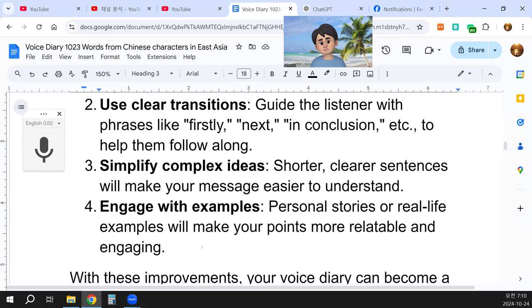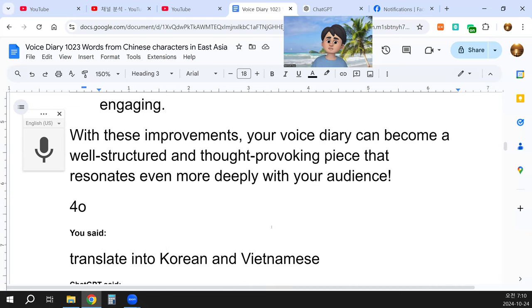Simplify complex ideas: shorter, clearer sentences make your message easier to understand. Engage with examples: personal stories or real-life examples will make your point more relatable and engaging. With these improvements, your voice diary can become a well-structured and thought-provoking piece that resonates even more deeply with your audience.